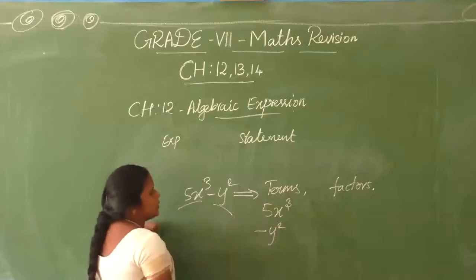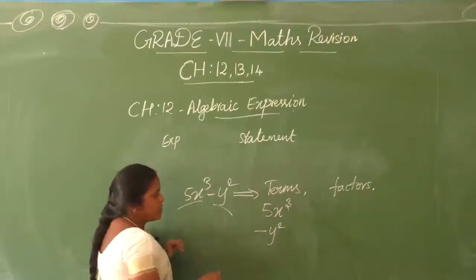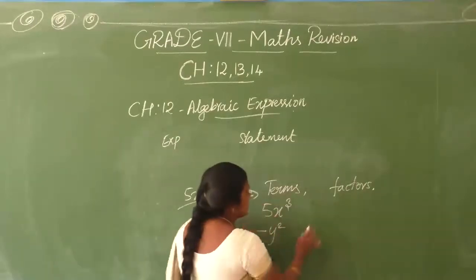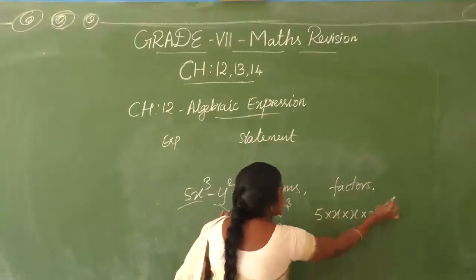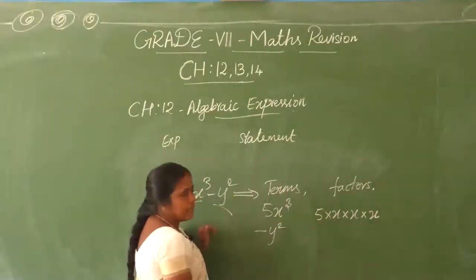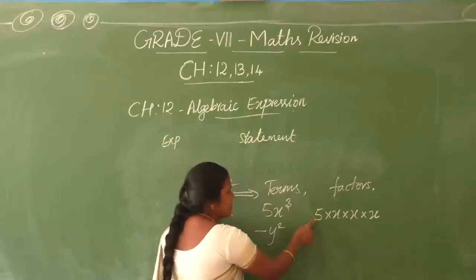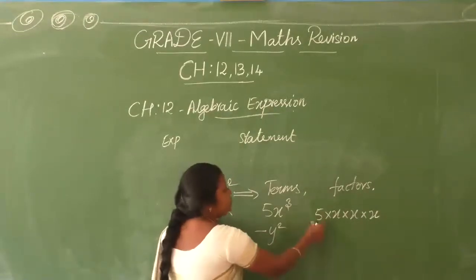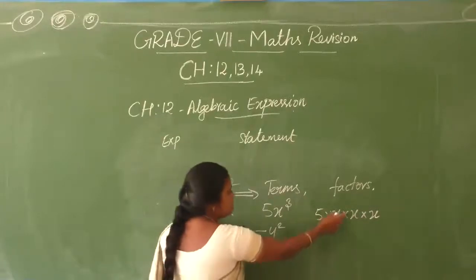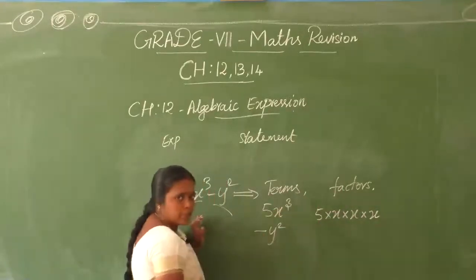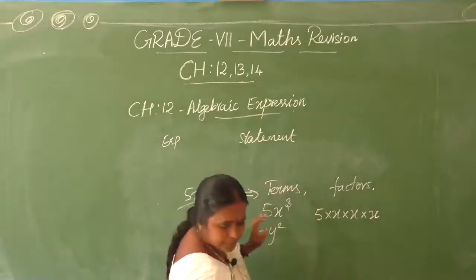What are the factors? Just now I explained, factors in multiplication notation you have to split and write. How do you split this? 5 into x into x into x. Yes or no? Then only it comes correctly. 5 times the cube of x. 5 into x into x into x. So these are the factors of the term 5x cube. Clear?